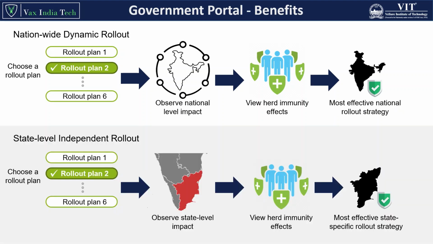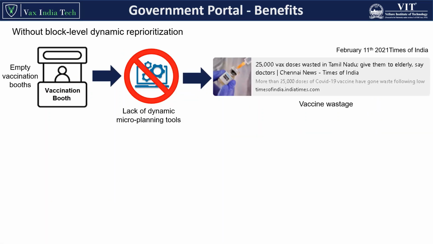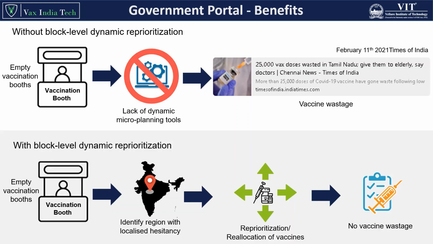The state-level independent rollout analysis platform allows decision makers to analyze the impact and herd immunity effects of different rollout plans. Let's say that there's a block where people are not turning up for vaccination. Without microplanning tools, there would be a lack of coordination, ultimately resulting in vaccine wastage. This is what happened in Tamil Nadu, where 25,000 vaccines went to waste. For the same scenario, using block-level planning, we can identify such regions having localized hesitancy. Using this pull model, we can dynamically reprioritize and reallocate the vaccines, ensuring that the vaccine doses are not wasted.